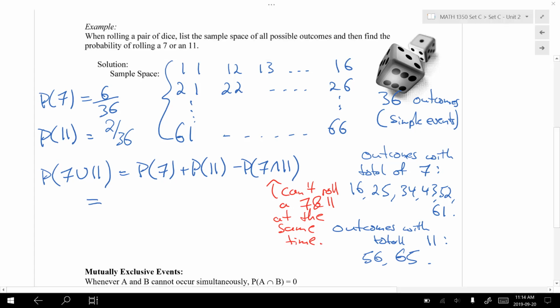So when we crunch this out here, we'll throw in our 6 over 36 and our 2 over 36 and just subtract 0, which is the same as adding 0, for the and here. So that gives us about 8 over 36, which we could simplify or write in decimal, about 22%.